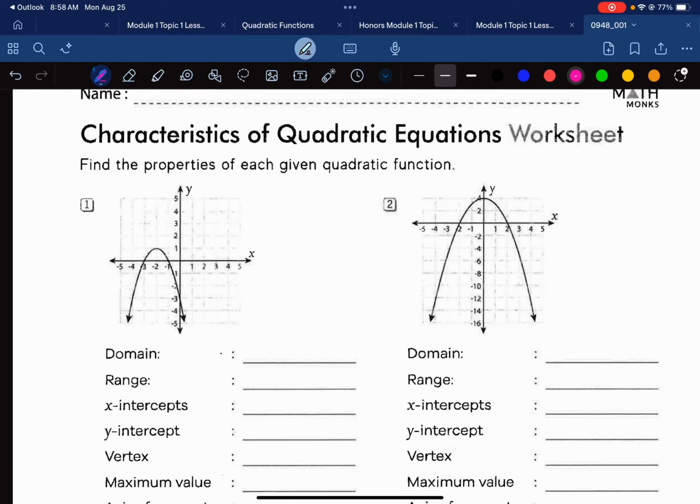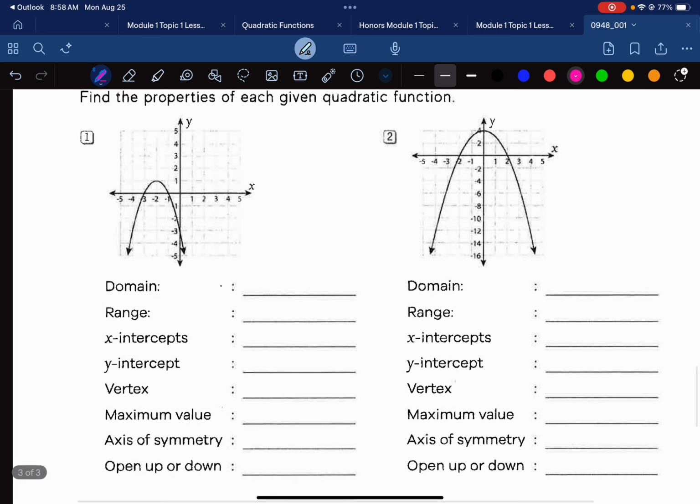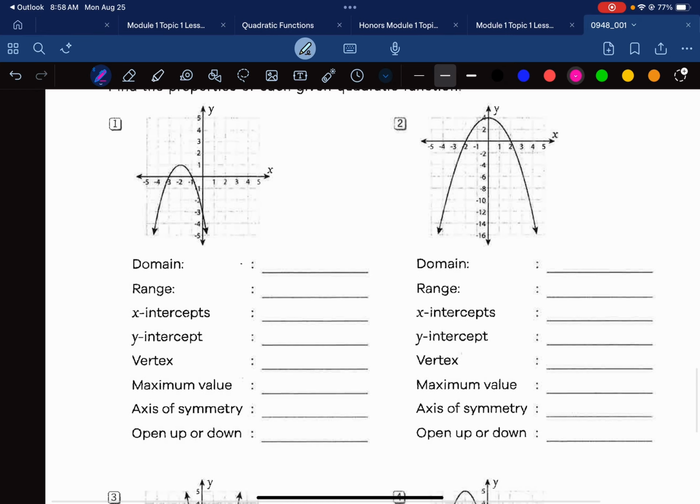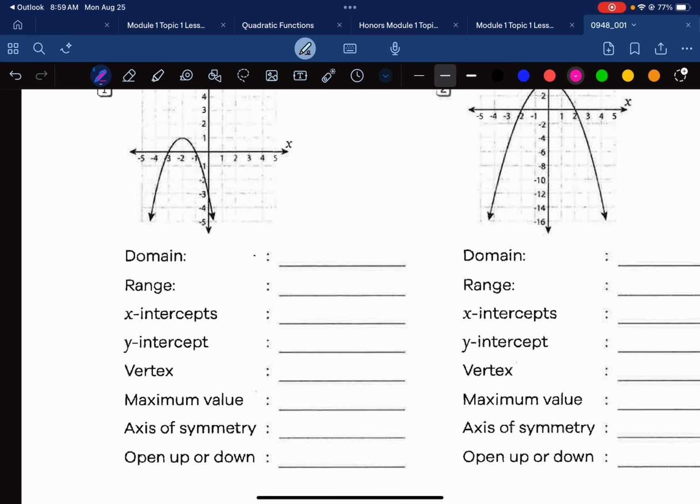All right, so here's the next one. We have characteristics of quadratic equations. So this right here is you're just going to identify all the characteristics, stuff that we've already covered in the class. And so let's go ahead and identify these characteristics. So domain is, right, how far left and how far right. I'll do one example and you guys can do the rest.